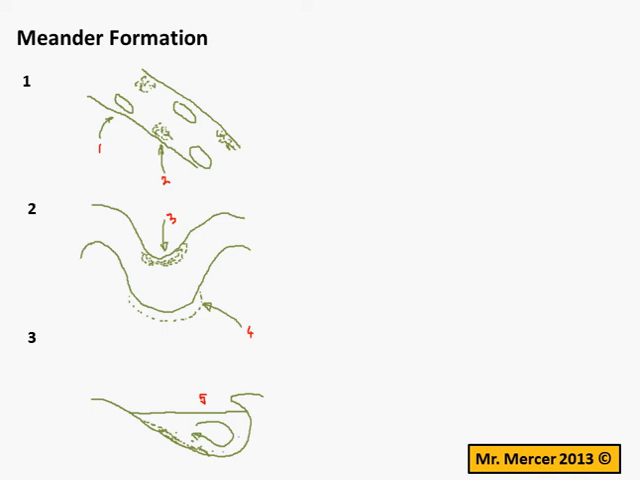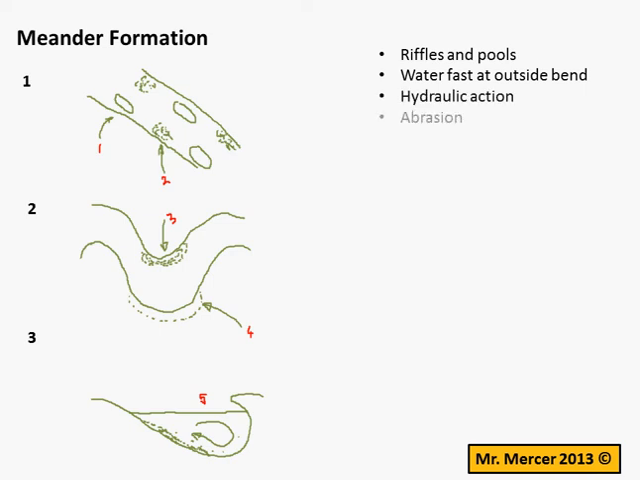Okay, so in summary, you want to talk about riffles and pools and be able to tell the difference between a riffle and a pool. You want to mention that the water is fast at the outside bend. You want to mention the two processes of erosion, hydraulic action and abrasion. Through those processes, a river cliff is made.